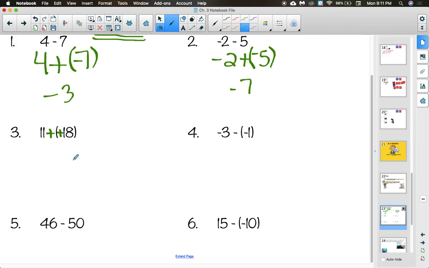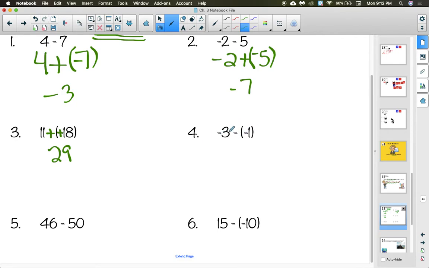So this problem just became really, really easy. This is 11 plus positive 18. Both of them are positive. That gets me a positive answer. 11 plus 18 is 29. And I'm done. Number 4, negative 3 minus negative 1.